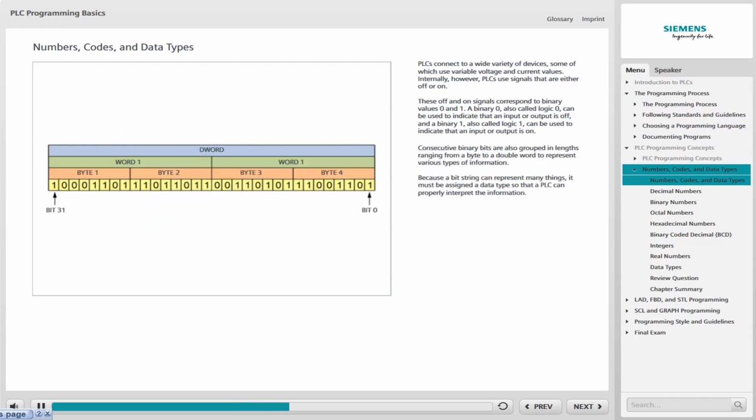Consecutive binary bits are also grouped in lengths ranging from a byte to a double word to represent various types of information. For example, a group of consecutive bits, sometimes called a bit string, may represent a numerical value in various number systems such as binary, octal, decimal, and hexadecimal. Because a bit string can represent many things, it must be assigned a data type so that a PLC can properly interpret the information.